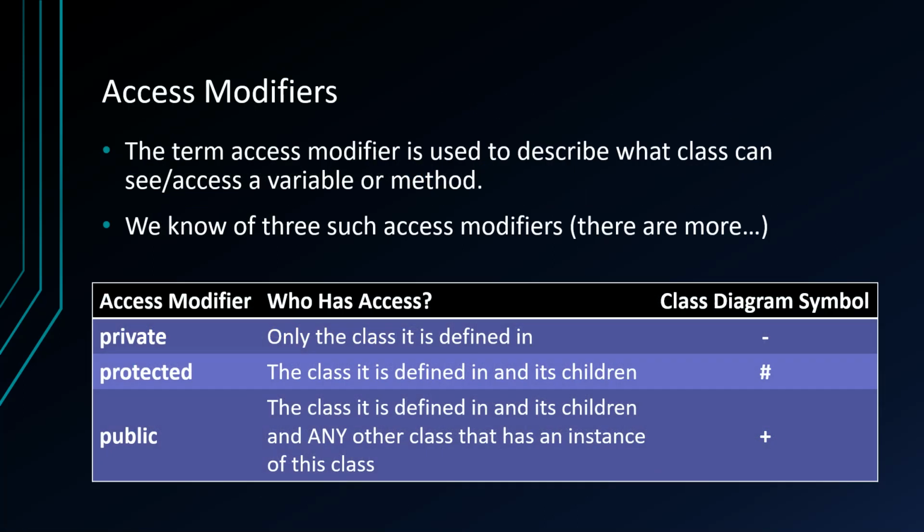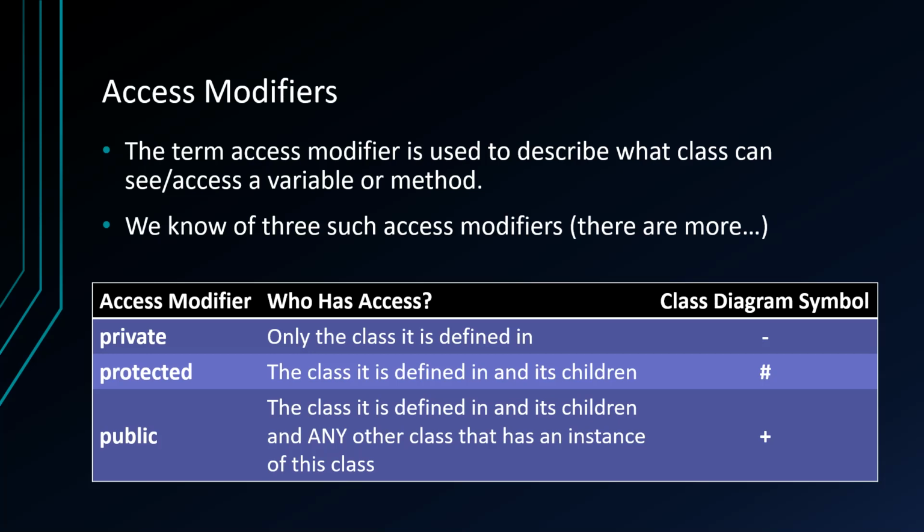So I wanted to talk about this real quickly. Access modifiers. This is the special name, the special term that we use to describe what a class can see or access in terms of a variable or method. So we've already talked about all three of them, but let's define them more clearly.